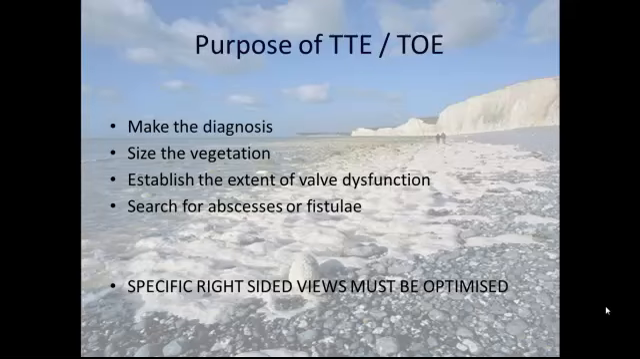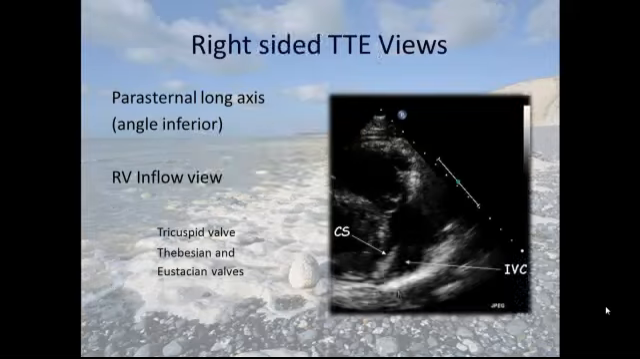But from an echo point of view, it is very important that certain views which you would not normally perhaps optimize as part of the examination are carried out in some detail. The first of these is the parasternal long axis view, where the probe has been angled inferiorly to demonstrate the tricuspid valve, but also the os of the coronary sinus and the inferior vena cava, the position of the Thebesian and Eustachian valves, which of course could be a sanctuary site for endocarditis.